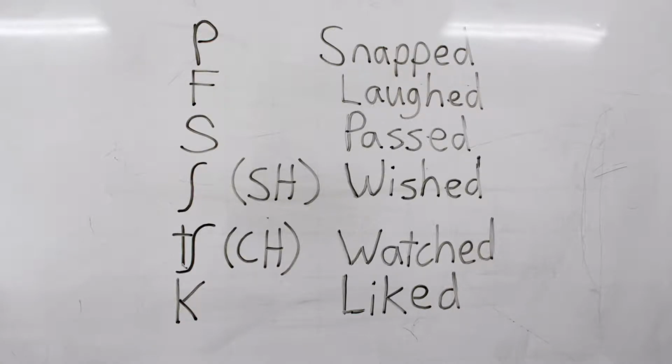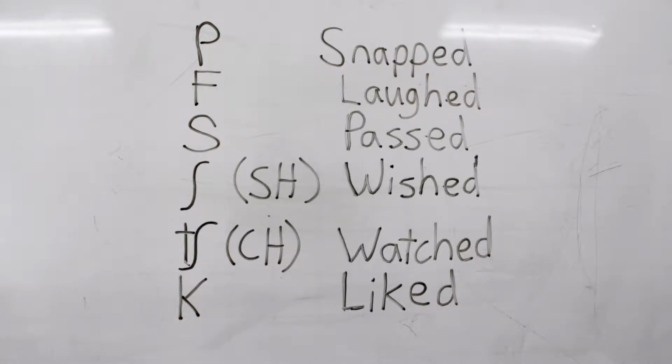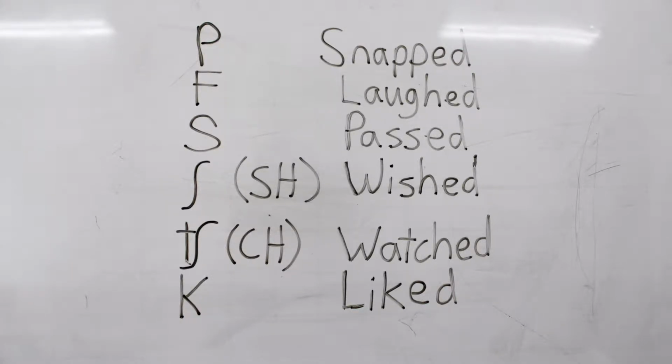These six consonants, or sounds that have consonants in them, are all the words that have to do with the TED ending. If any of your words end with P, F, S, SH, CH, or K, you know that the ED ending is going to have a T sound. Liked, snapped, wished, watched, laughed.